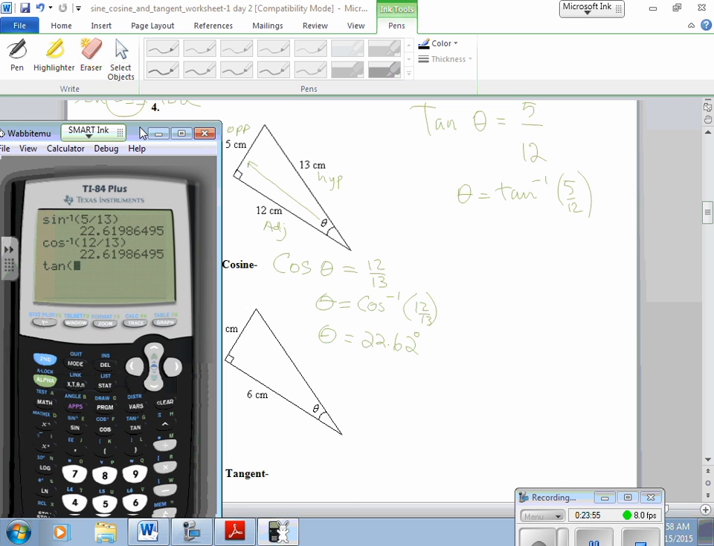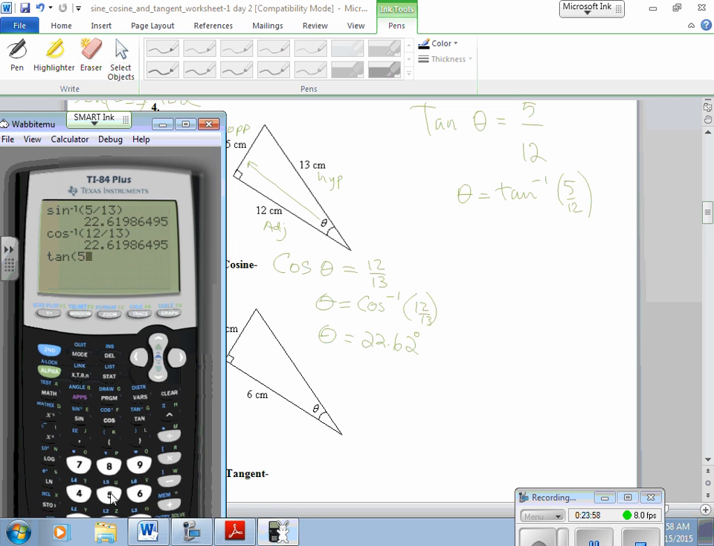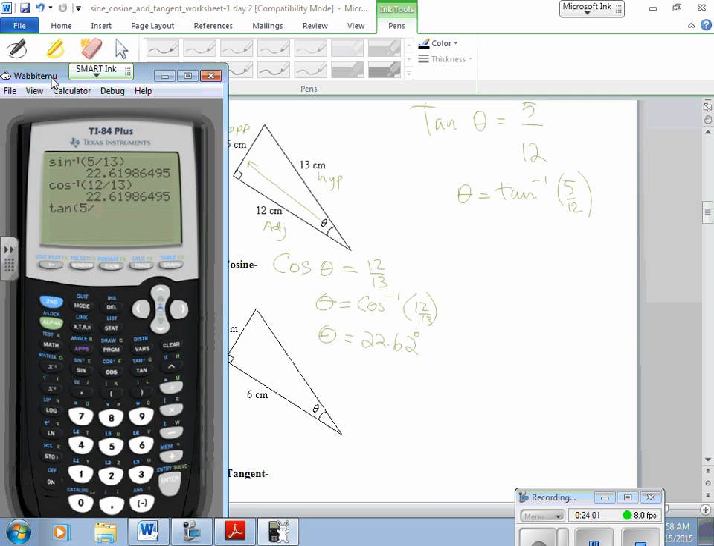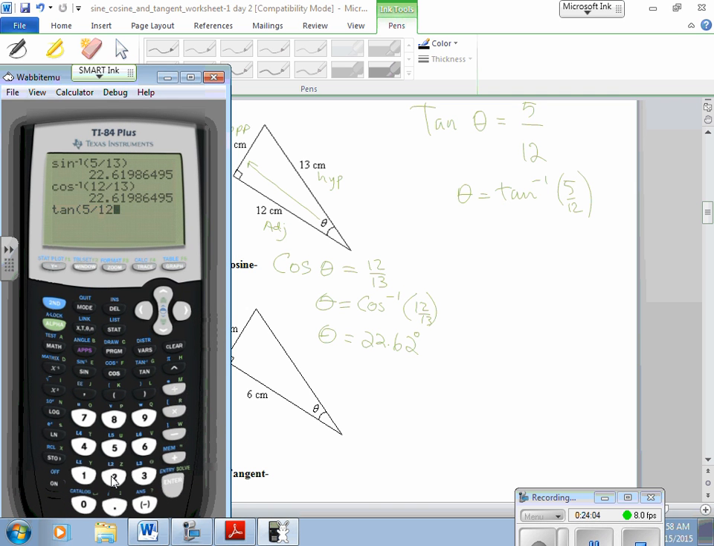Okay. My answer is 23. Okay, so 5 over 12. Oh wait, something's wrong on my screen. It's not inverse. I wrote just tangent. Yes, I didn't have tangent inverse. It's the same number. All right. So 5 divided by 12. Close the parentheses and enter. I still get the 22.62 for problem number 4 as I did when I did sine.